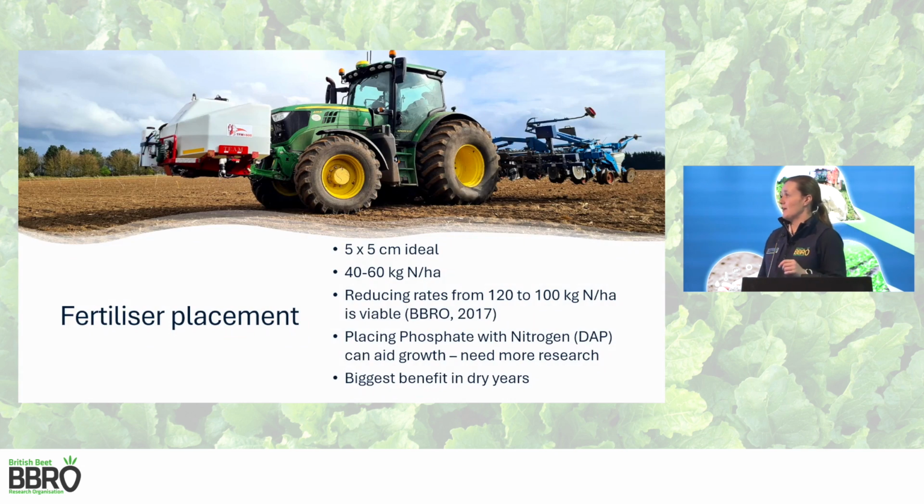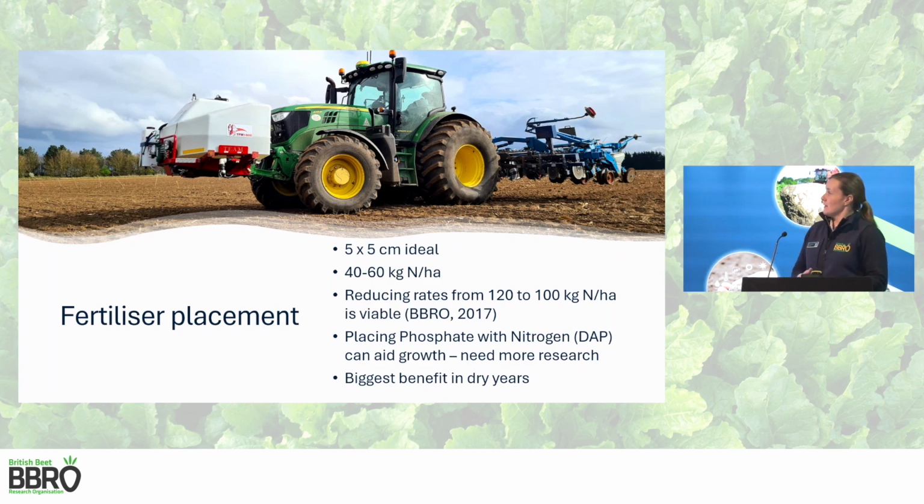So when we're thinking about fertilizer placement, we're thinking about placing, so if this is your seed, 2 inches below and 2 inches to the side of the seed, or 5 centimeters by 5 centimeters. Erring on the side of caution, you want to be slightly further away rather than slightly too close, just in case as the machine's working, you move within that tolerance. 40 to 60 kilos of N being placed at drilling is ideal, so your sort of classic initial rate.